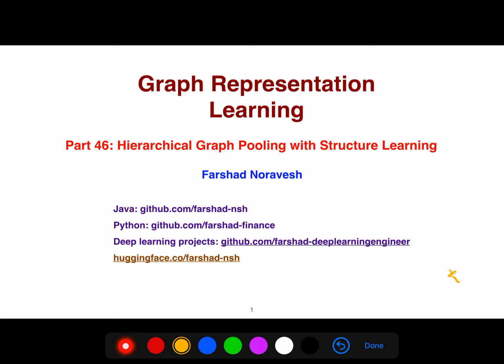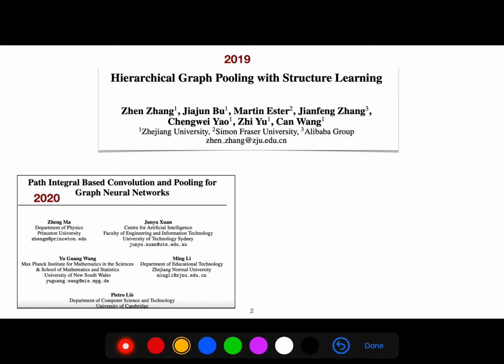Alright, so today I'm gonna be explaining another important article with the title Hierarchical Graph Pooling with Structured Learning. This paper is from 2019, from Alibaba.